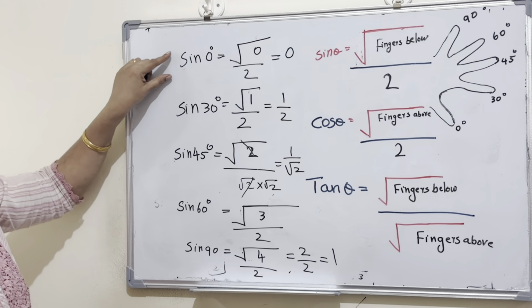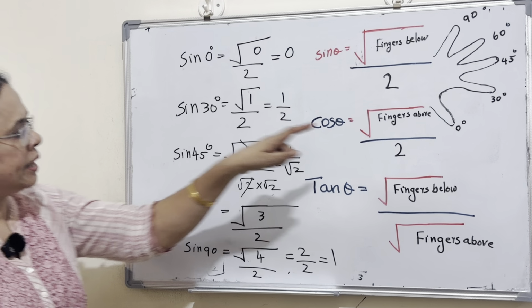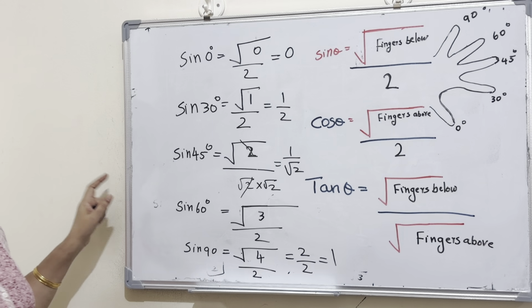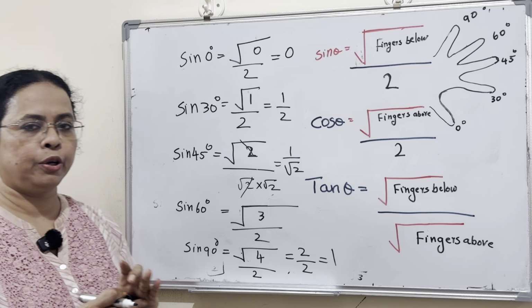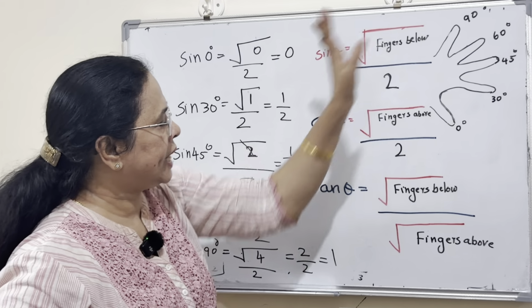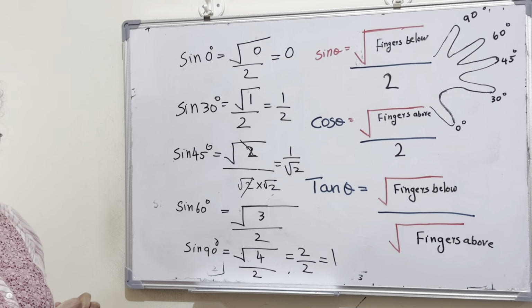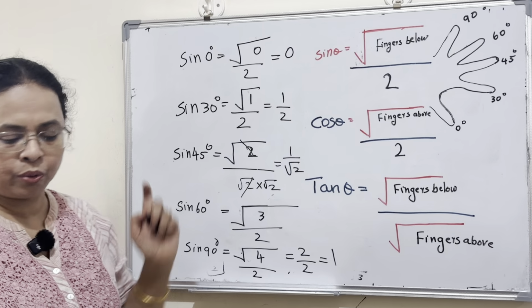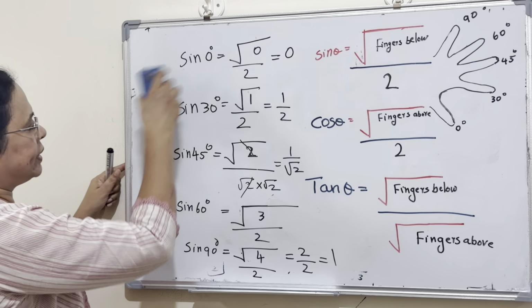So, we got the ratios of different angles, 0, 30 degree, 45 degree, 60 degree, 90 degree. So, sine of the angle we got easily. You can use your left hand fingers and make this ratio easily. Formula is what? Under root fingers below divided by 2. That's all. Now let me go for cosine of the angle.